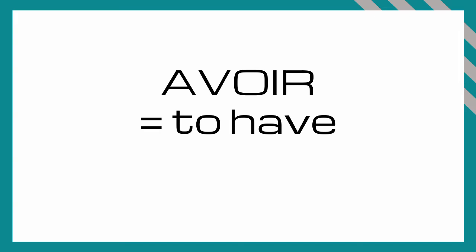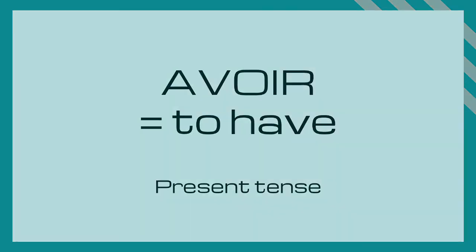In today's lesson, we will be learning the present tense conjugation of the verb avoir. Watch the video till the end because we will be looking at some example phrases. Let's go, c'est parti.